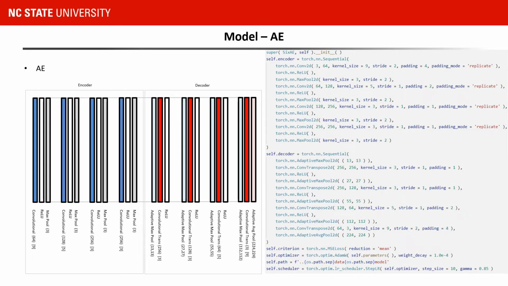Our autoencoder model. The encoder has 4 convolutional layers, each followed by ReLU activation and max pool, and the decoder has 4 convolutional transpose layers, each hidden layer preceded by an adaptive max pool, followed by ReLU activation, and the output by adaptive average pool. We trained with a mean squared error loss criterion and a learning rate scheduler and evaluated several optimizers, including Adam.